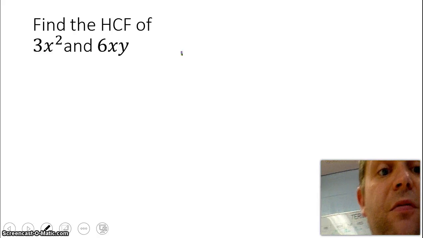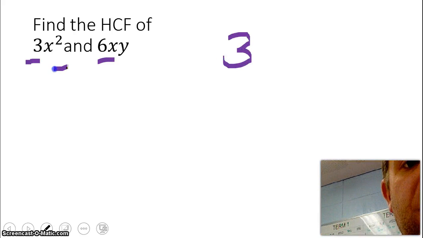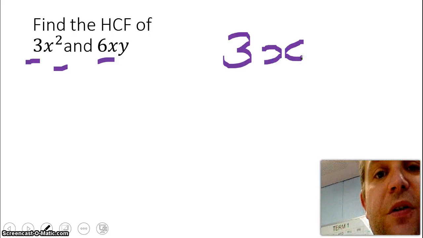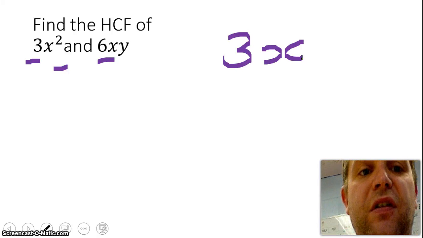Finding the highest common factor in this case, we've got 3 and 6. 3 goes into both those numbers, so I've got my 3. I've got x squared, and I've got an x, so that means that x is a common factor as well. So that's how we find our highest common factor. We look for things that are the same in both parts of both expressions.